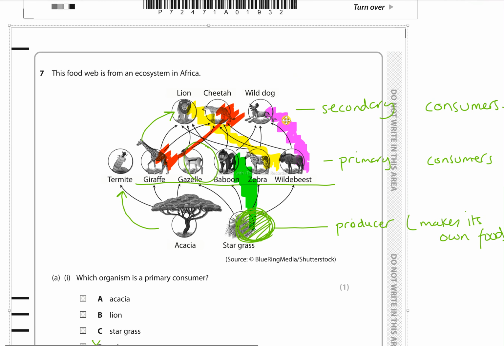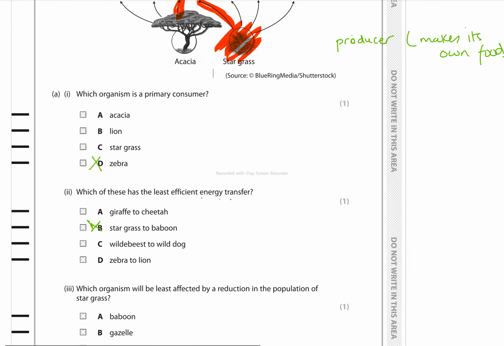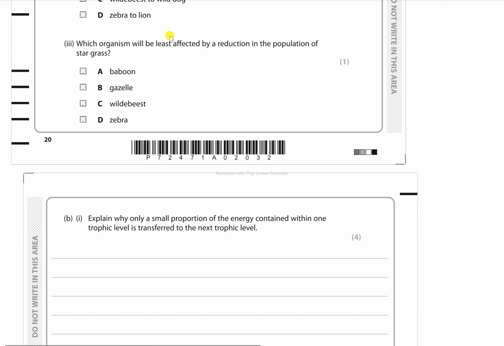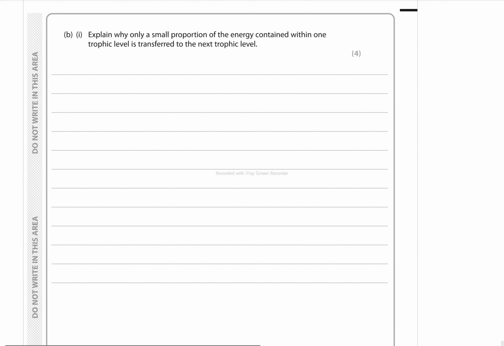Right, let me rub this out. Come on. Right, look at this carefully. If you look, the gazelle has got two sources of food. It's got that and that. So if this dies off, the gazelle can still eat the acacia. So the one that's least affected is the gazelle. Right, okay. Again, this is now a standard answer.